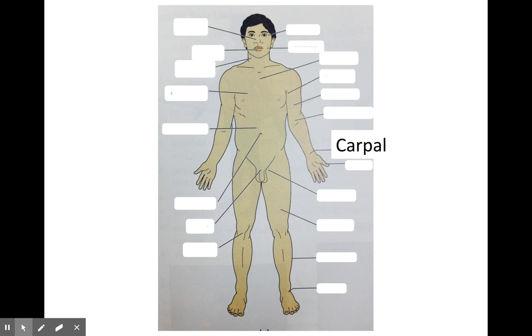Wrist area is considered the carpal region. And digital is in relation to fingers and toes. Inguinal is the groin area. Femoral, the same region as the back, upper leg. Side of the calf is the peroneal region. And the ankle is considered the tarsal region.